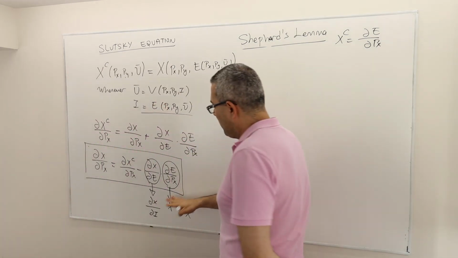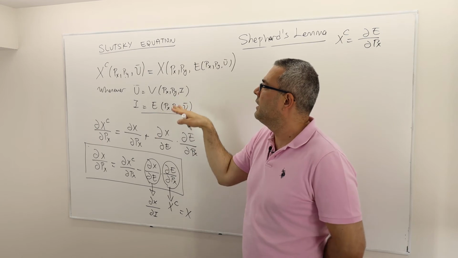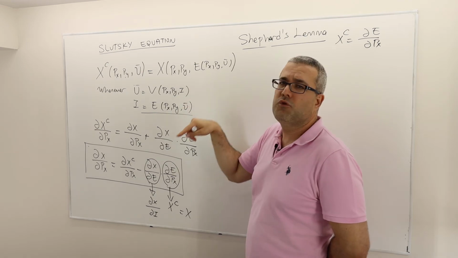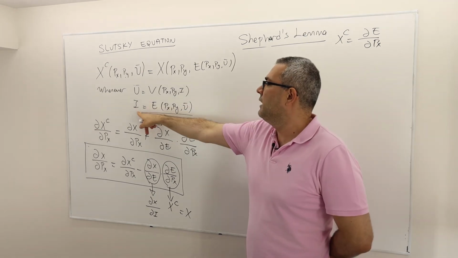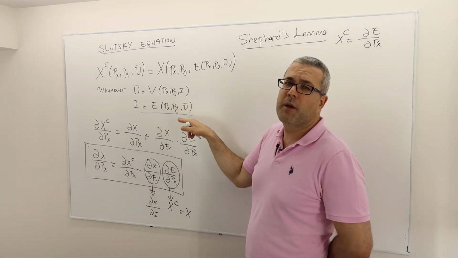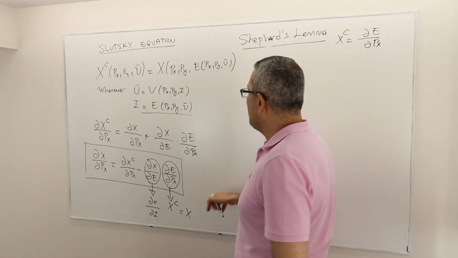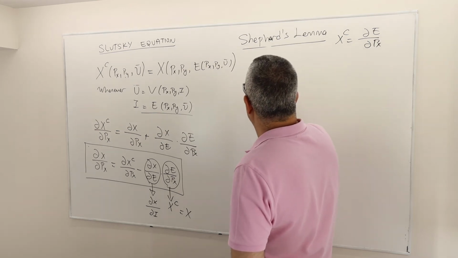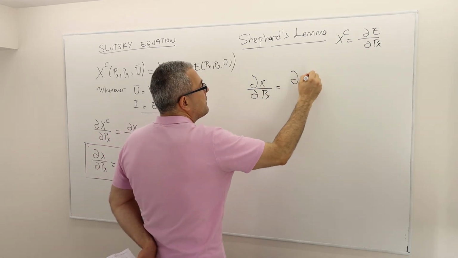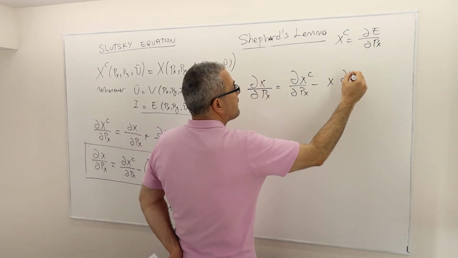Okay? Again, all these come thanks to the argument that the compensated and the Marshallian demands are equal to each other whenever U bar is the maximum utility achieved when you consume the Marshallian demands, and the income is the minimum expenditure that you need to achieve this utility level. All right? So that means I can rewrite this guy as del X del Px equals del Xc del Px minus X times del X over del I.